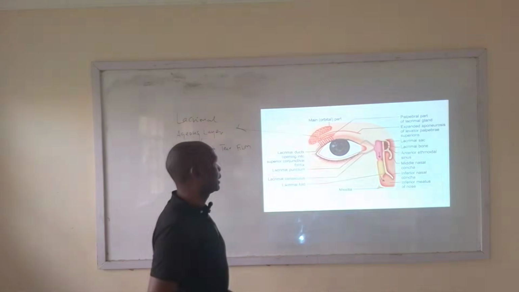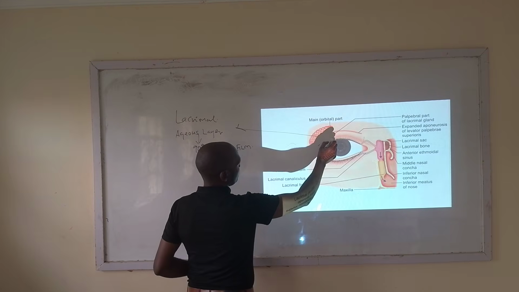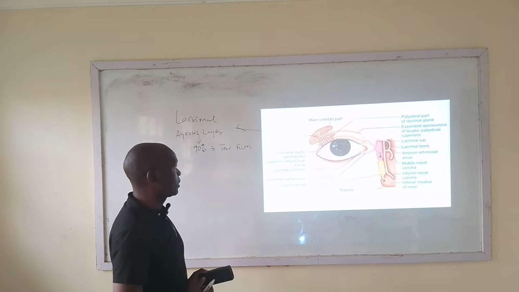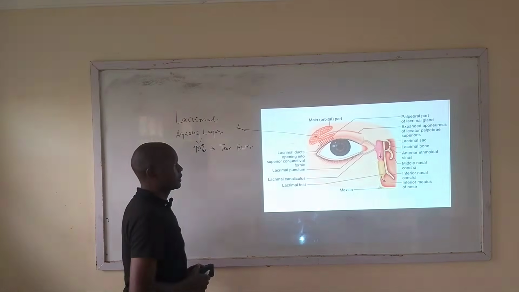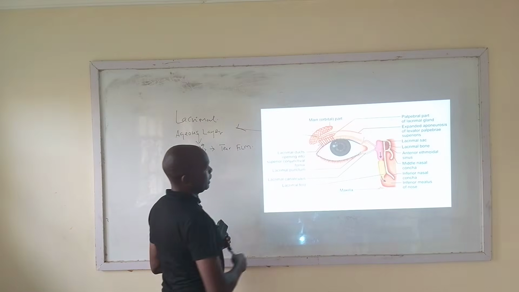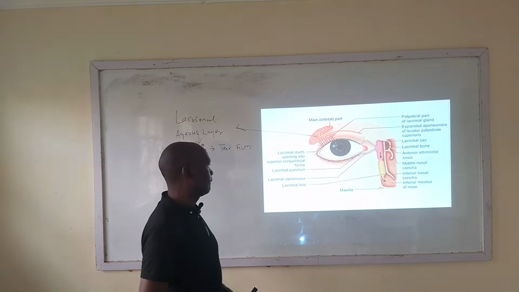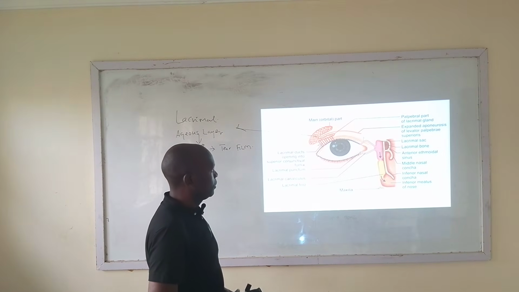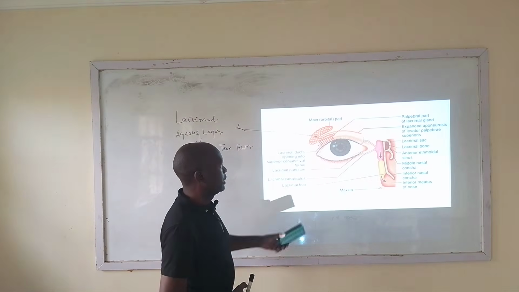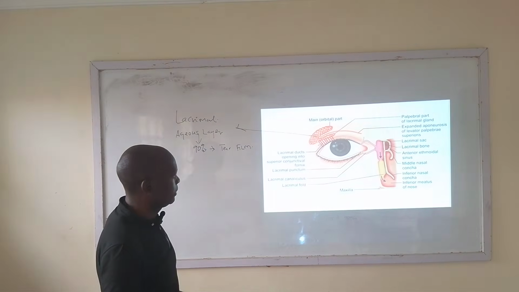Then between the lacrimal gland and the eye, you can see we have these projections here, which are connecting the lacrimal gland and the eye. So these are what we call the lacrimal ducts. What is their function? Their function is to allow trickling of tears from the lacrimal gland into the eye. So your tears will be produced in the lacrimal gland, then they will trickle into the eye through these openings here. We shall see as we progress.